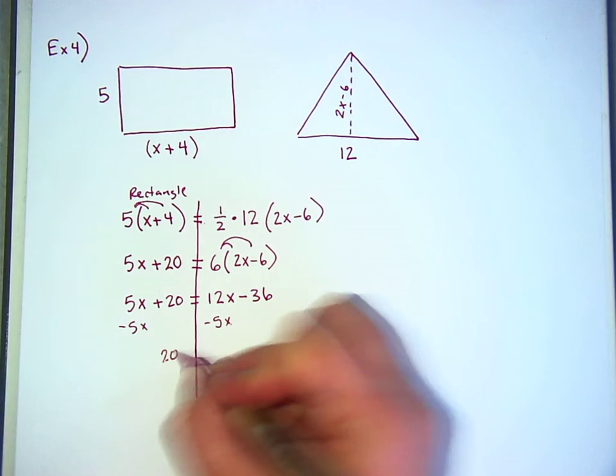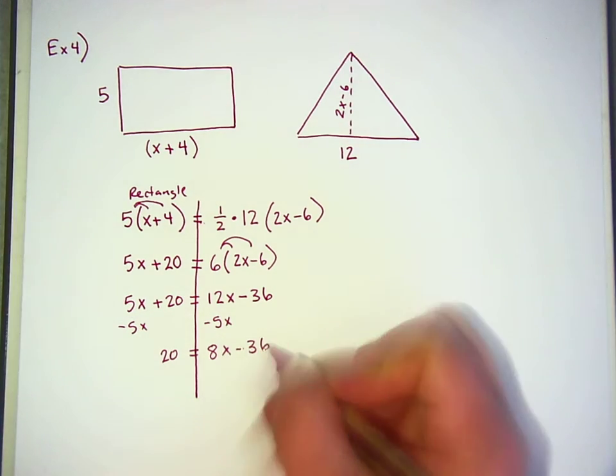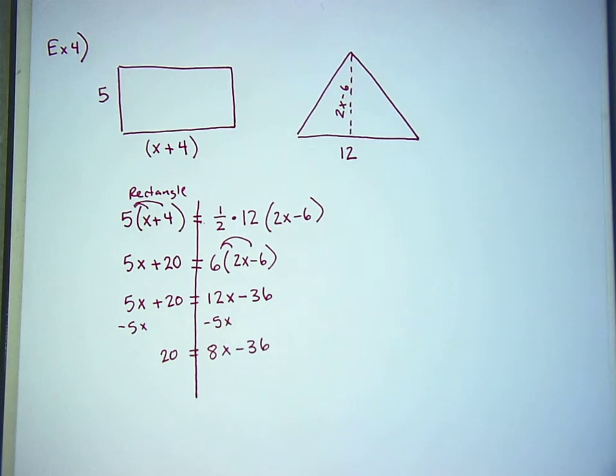So that's 20 equals 8x minus 36? I got 7x. Yeah, because 12 minus 5 is 7. Come get a prize, Kierden. You're going to get 2 prizes in a row.